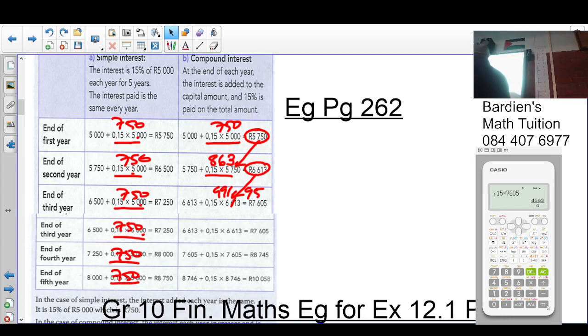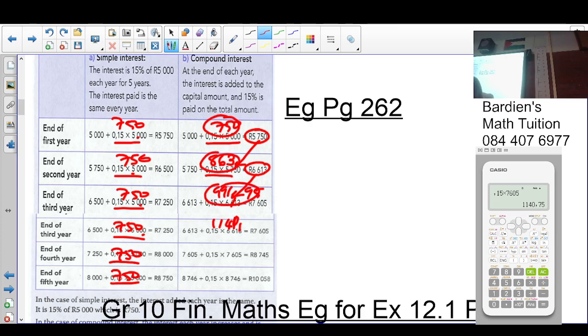Okay, so also what you notice is that they're rounding off to the nearest rand. As you can see, there's no cents here, but this is 1,140 Rand and 75. So it's 141 Rand. Can you see? So what do you notice? The interest is getting bigger and bigger. So of course, at the end of 5 years, you do the comparison.